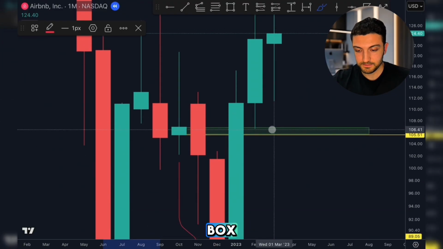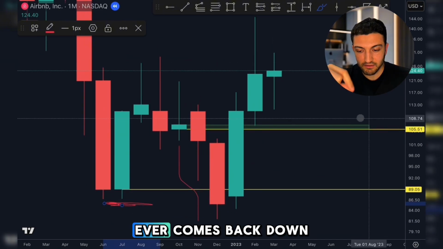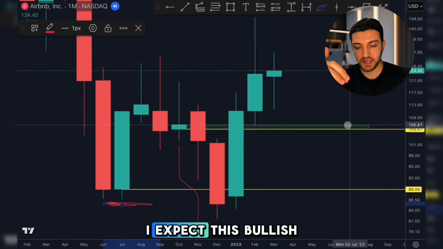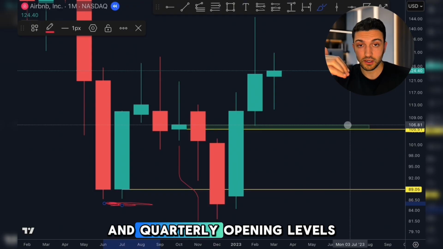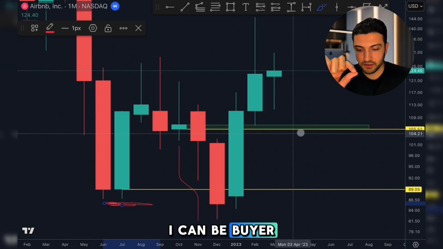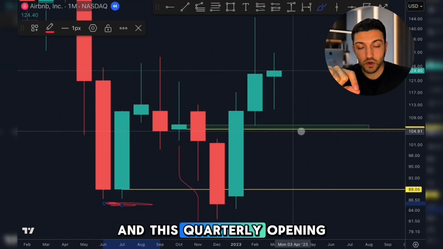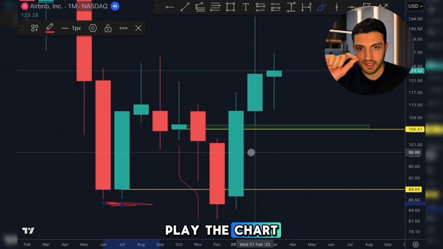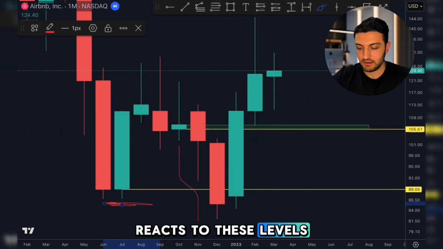Since there is this quarterly opening level, which is $105, and a bearish order block and bullish breaker, which is this green box, I expect that if price ever comes back down to this level, which I expect because I expect these bullish breakers and quarterly opening levels to work as price magnets, I can be a buyer in this green box and this quarterly opening level, which is $105. Let's play the chart and see how price reacts to these levels.